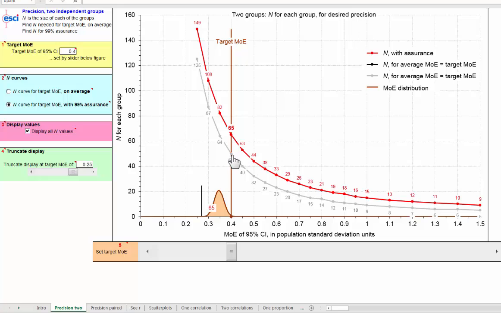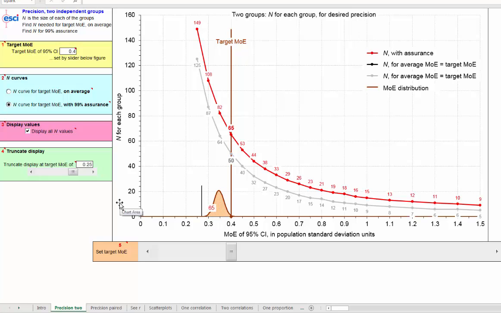So I know that if I use two groups of 50, I'm going to get 0.4 on average. Well, now I know that if I use two groups of 65, I'm almost certainly going to get MOE less than 0.4. And here's the sampling distribution with only the tiniest little tail there above 0.4. In fact, 1% of the area under this sampling distribution is above 0.4. So n equals 65, and I'll be 99% assured that the MOE I'll obtain will be less than 0.4. In fact, most likely it'll be around about 0.35.